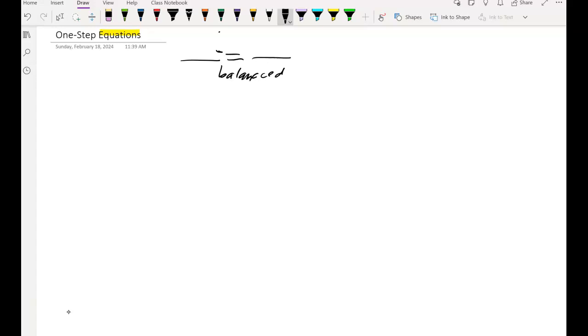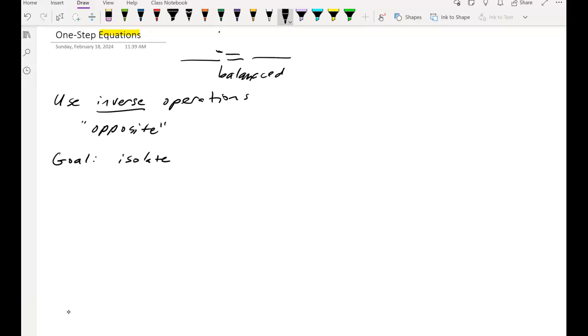Now, when we solve any type of equations, we are going to use inverse operations. And what does inverse mean? Well, we have talked in the past that inverse means opposite. So we're going to use opposite operations. And there's a goal. When we're solving equations, the goal is to isolate the variable.